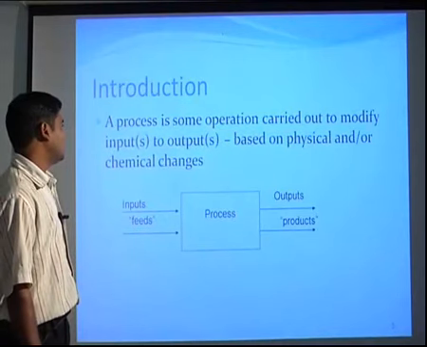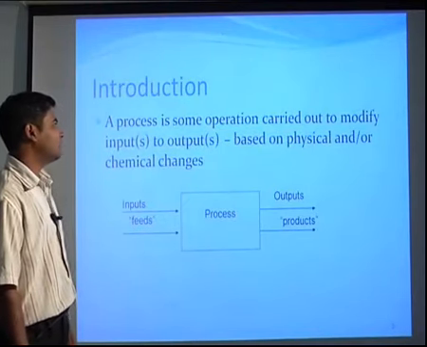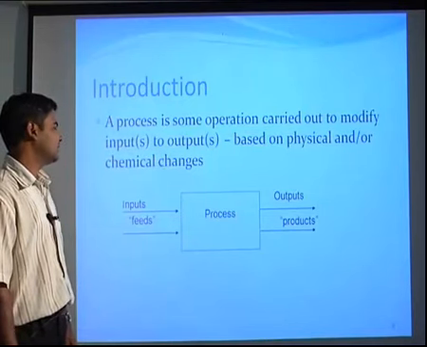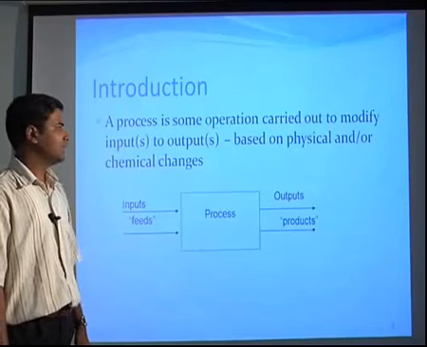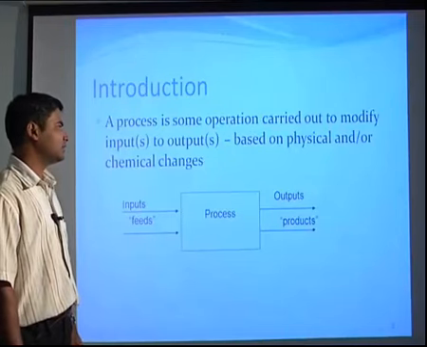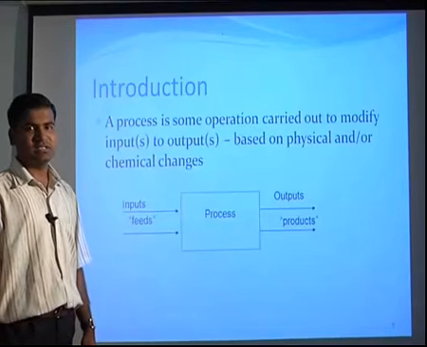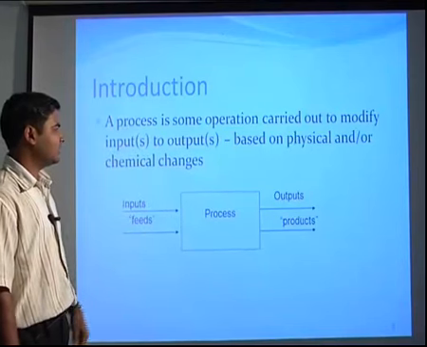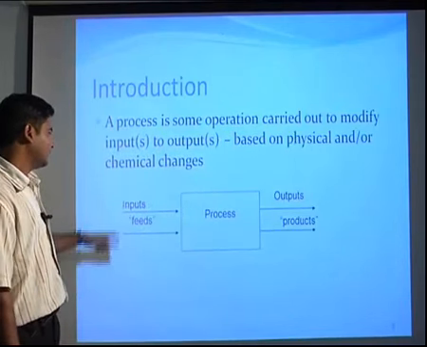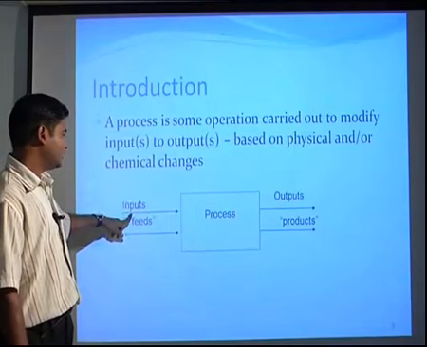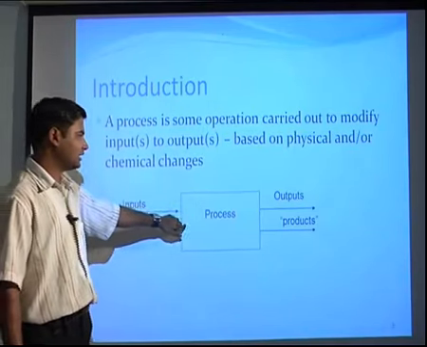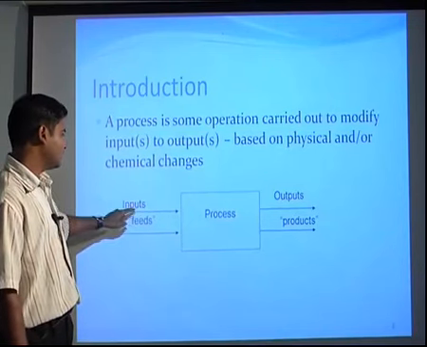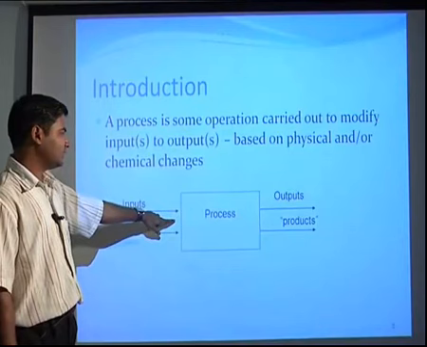First we have to describe what is meant by a process. A process is some operation carried out to modify input to output based on physical or chemical changes. We discussed in the last class that chemical changes mean the chemical processes, and then we carry out the physical changes, that is unit operations. So unit process and unit operation combine, and that leads to product formation. The input, which is the feed or reactant, is processed, and that gives the product output at the other side. The thing which converts input into output is termed the process.